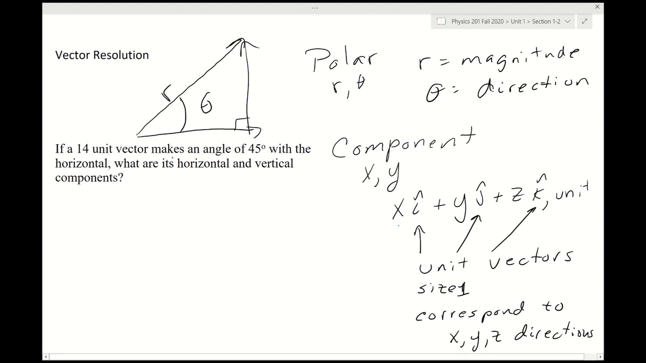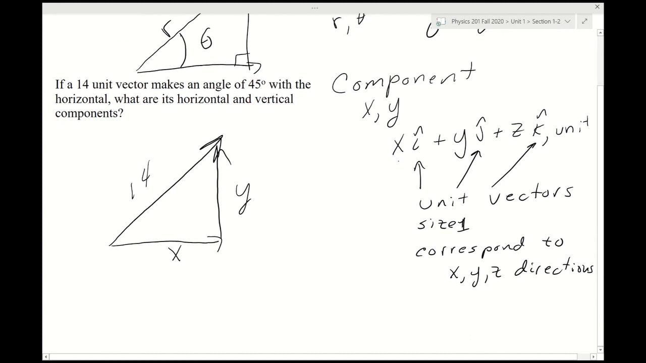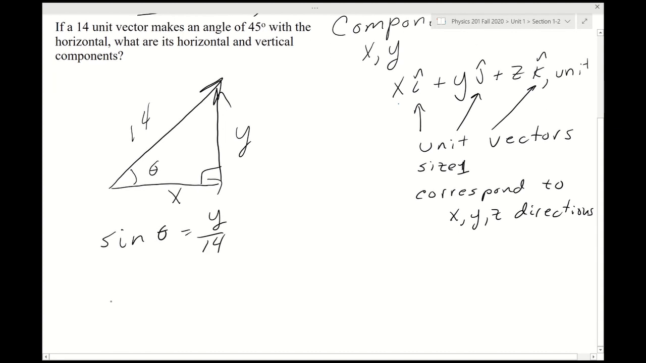In this example, we have a 14 unit vector at an angle of 45 degrees. So we have 14, we have our X, we have our Y. From basic right triangle trig, we know that the sine of theta is opposite, which is the y, over the hypotenuse, which is the 14, and cosine of 45 degrees is x over our hypotenuse, which is our 14.